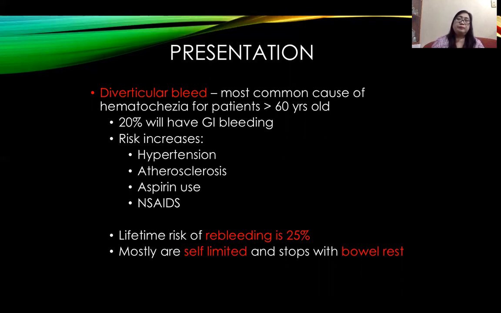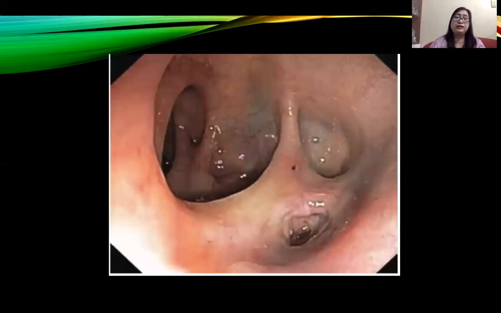Most diverticular bleeding is self-limited and stops with bowel rest, or when you put the patient to NPO, after a while the bleeding will stop spontaneously. So this is an example of diverticulosis. As you see, there is a stigmata of recent bleeding in the diverticulum at 5 o'clock. You see a stigmata, or the blood vessel, inside the outpouch or herniated mucosa. That is the cause of diverticular bleeding.